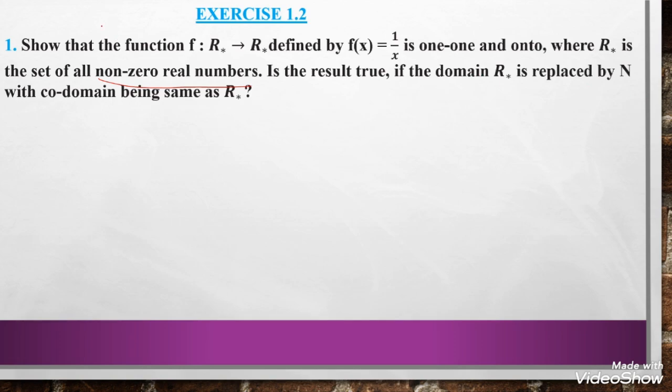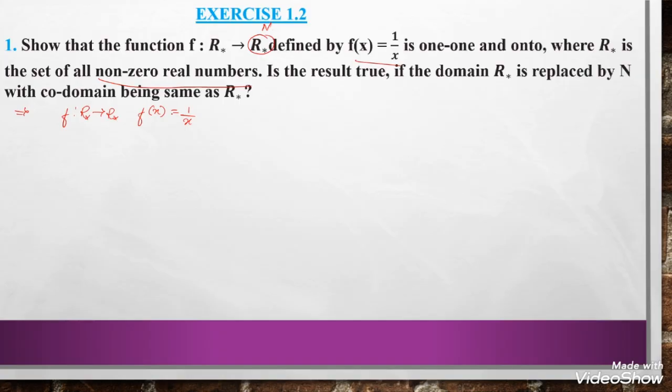Okay, here there are two conditions. We have to check the condition f of x is equal to 1 by x for the function f from real number to real number, as well as we have to check the result for the domain being the same, and then replace the codomain by the natural number for the second condition. Okay, so I will take the first condition. The function R star to R star, where R star is the set of all non-zero real numbers, defined by f of x is equal to 1 by x.